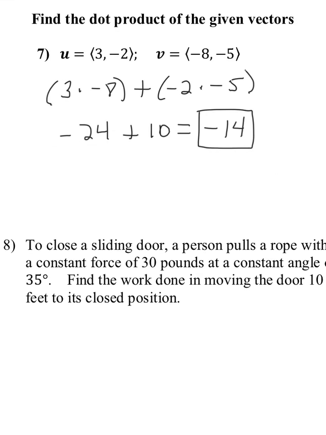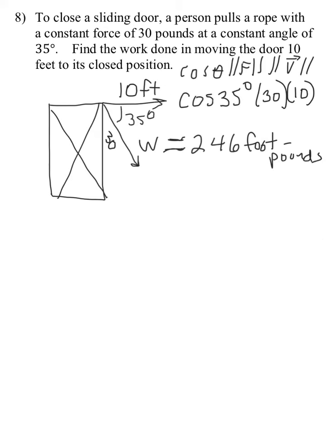Okay, in problem number 7, it's asking us to find the dot product of the given vectors. And this is simply taking these x values right here, multiplying them together, taking the y values, multiplying them together, and you add those products together. So we have a negative 24 plus 10 equals a negative 14, and that's our answer. That is the dot product of these two vectors.